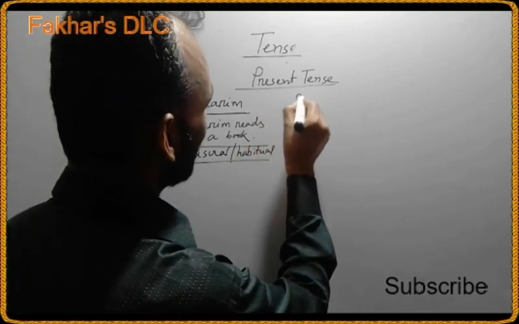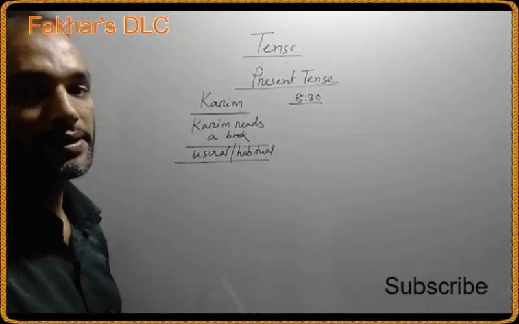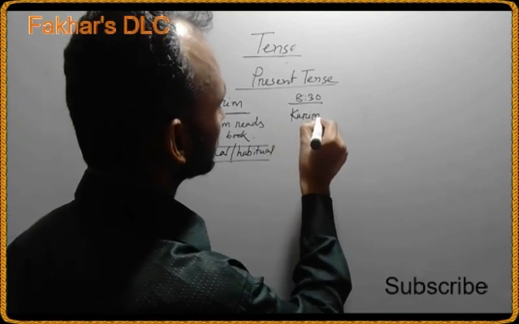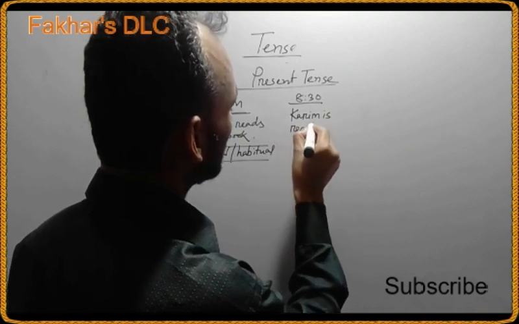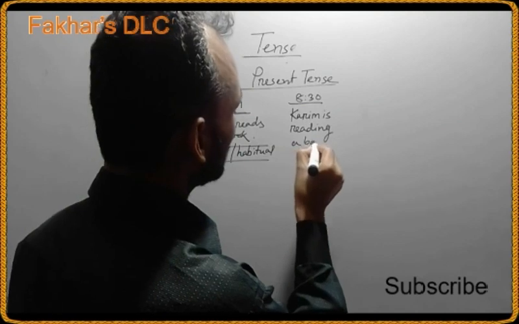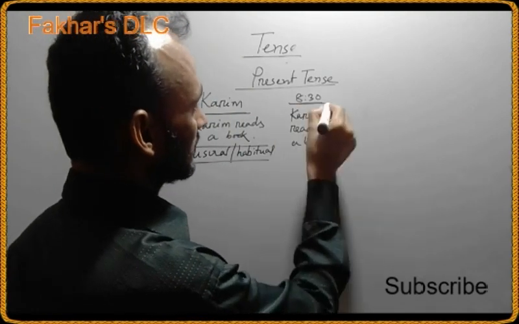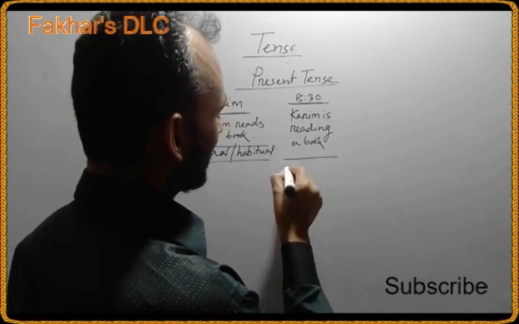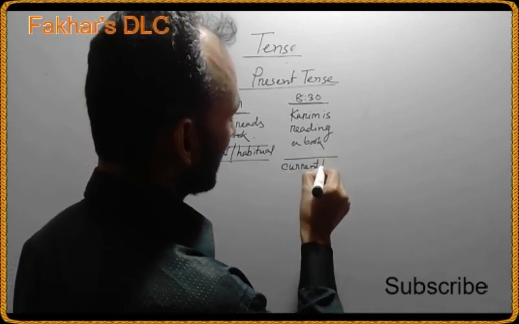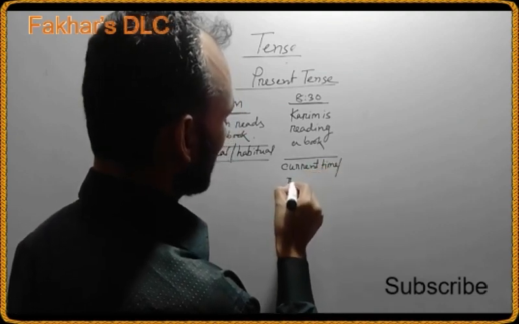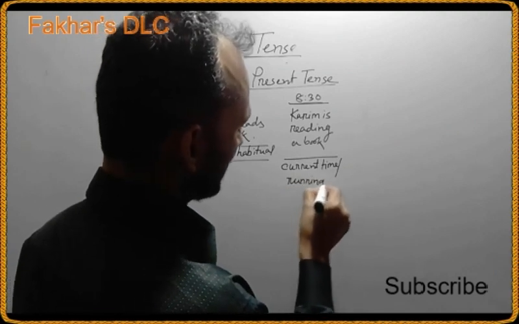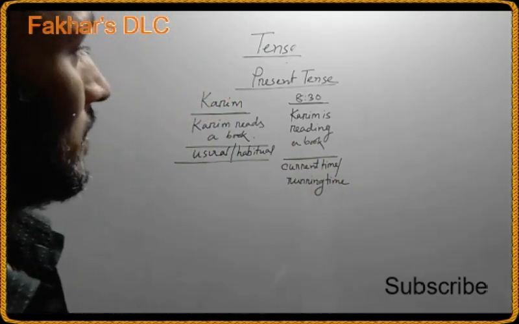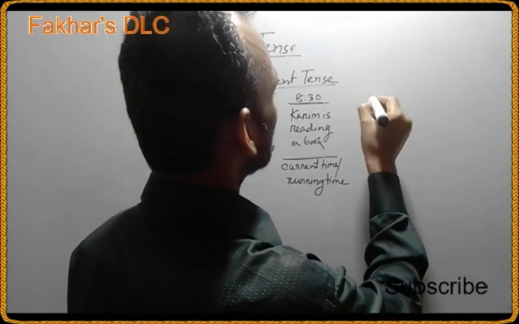But suppose the time is 8:30. What is Karim doing? Karim is reading a book. Here we find that it is current time, or we can call it a running activity, running time.